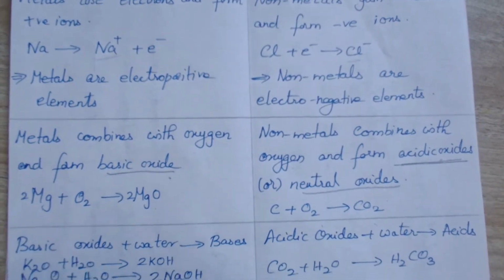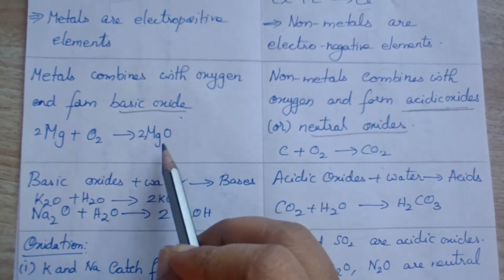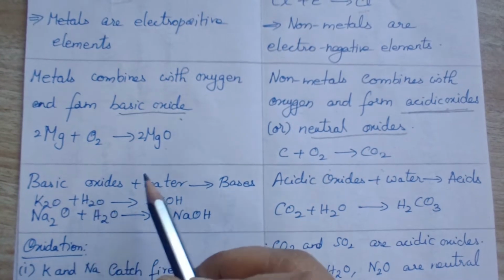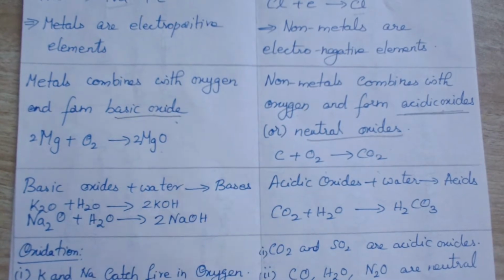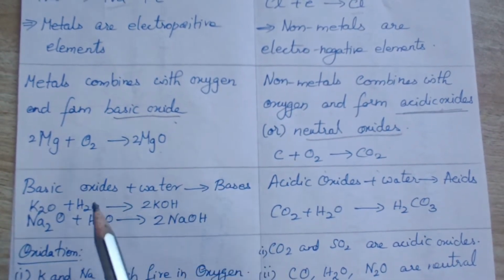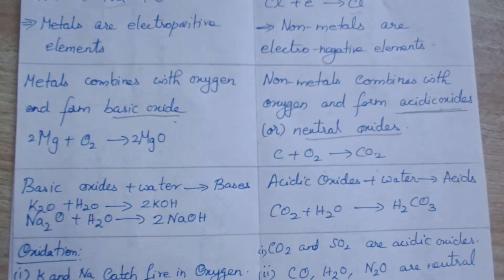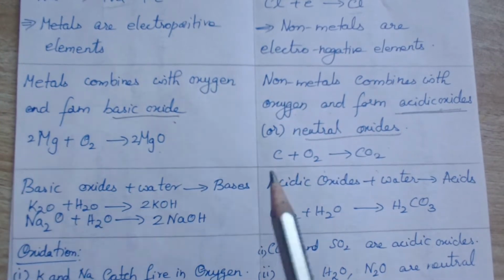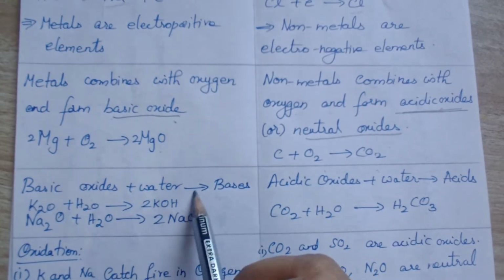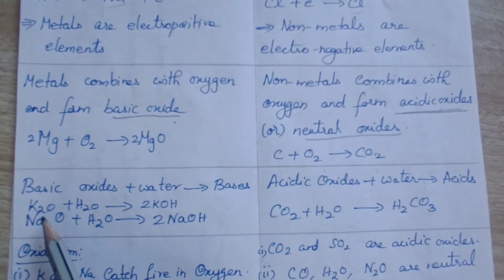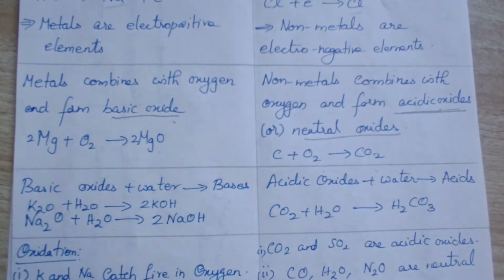Next, the metal oxide has been formed, right? It is basic in nature. This basic oxide reacts with water to form bases. We have studied in the last chapter that metal oxides generally do not react with water, but some reactive metals like sodium and potassium will react with water. That we call alkali. Some of these metal oxides, potassium oxide and sodium oxide, react with water to form potassium hydroxide and sodium hydroxide.